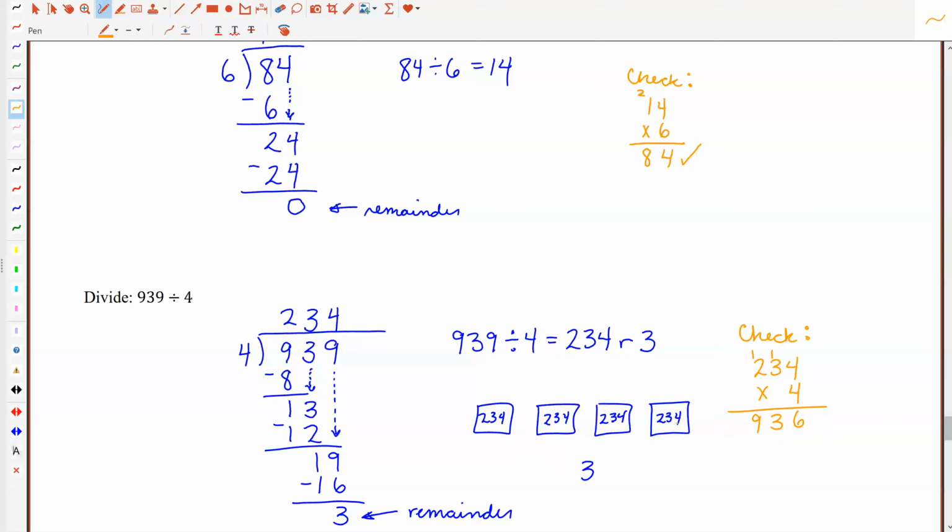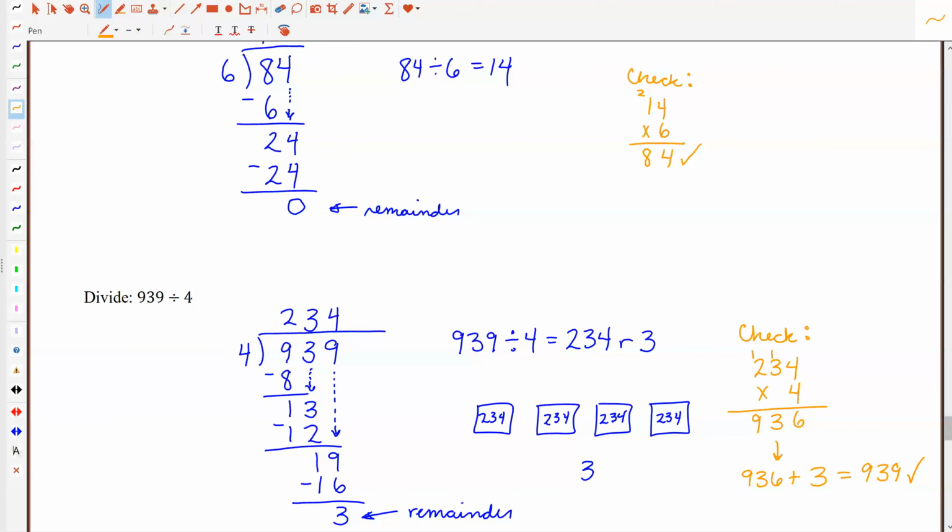But for the remainder, how we account for that in this problem is we're going to add the remainder. So 936 plus my remainder of 3 gets me 939. And yep, that is exactly what we started with, our dividend, so this checks out.